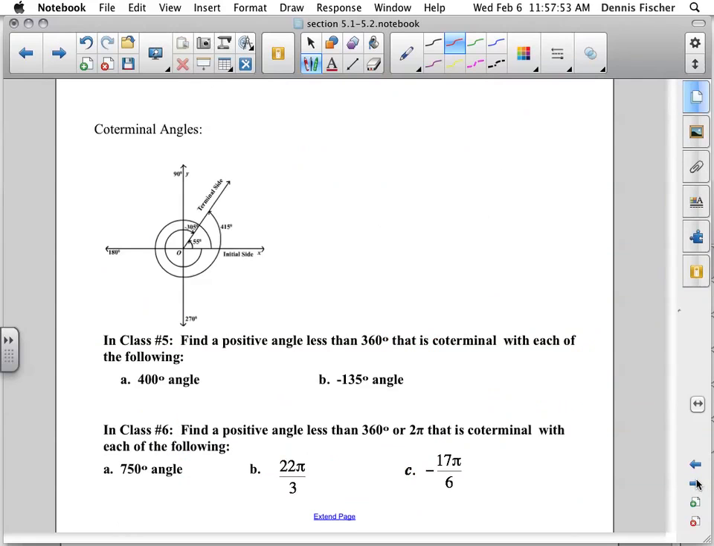Coterminal angles. Let me get to this definition. Give me a second. What do you think a coterminal angle is?